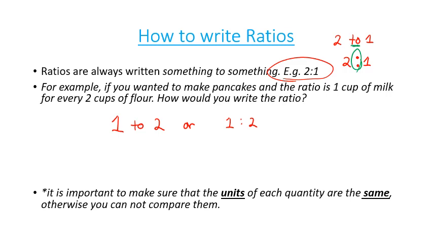It's important that you make sure the units are the same for each of your quantities. Here you can see we've got 1 cup and here we've got 2 cups. Because they are the same, we can then compare them. If they're not the same units, then you can't write them in a ratio and you can't compare them.